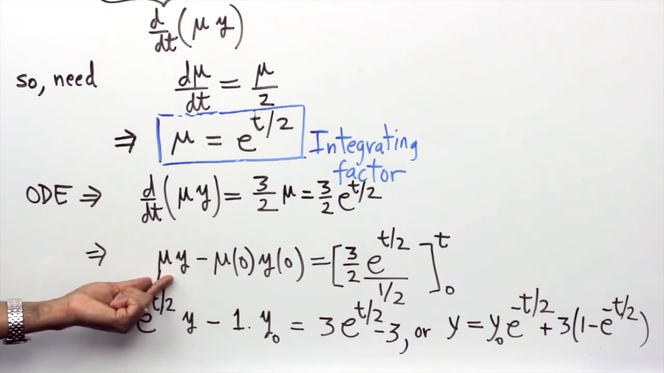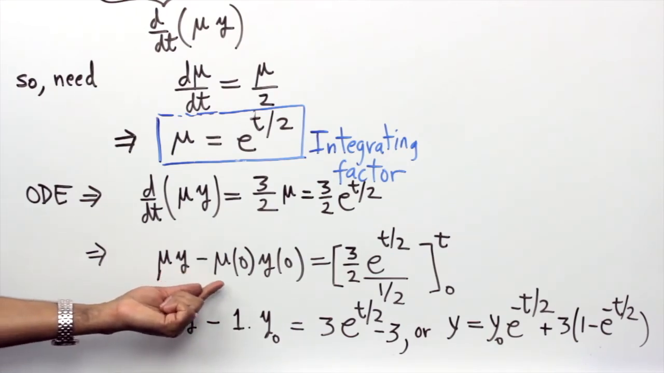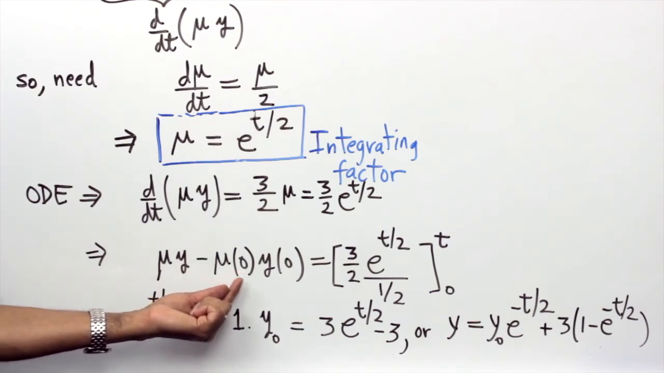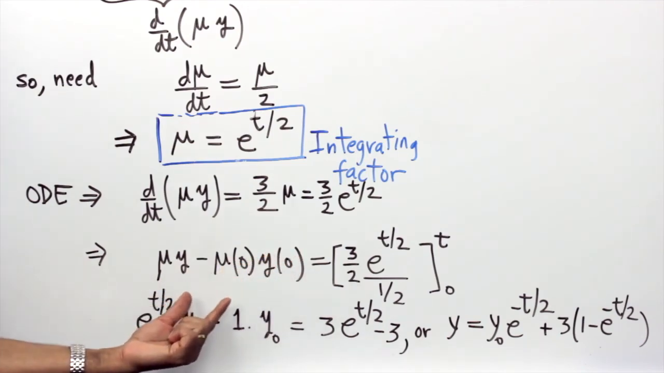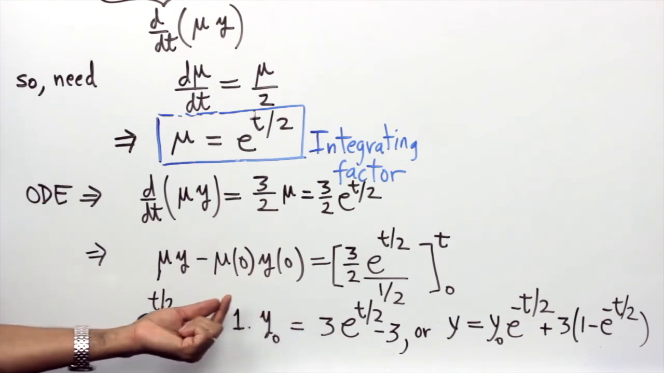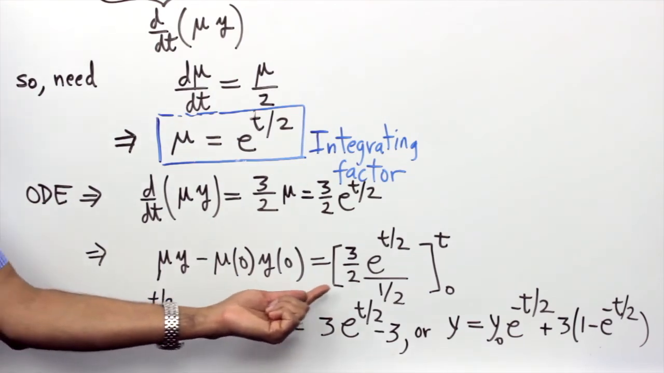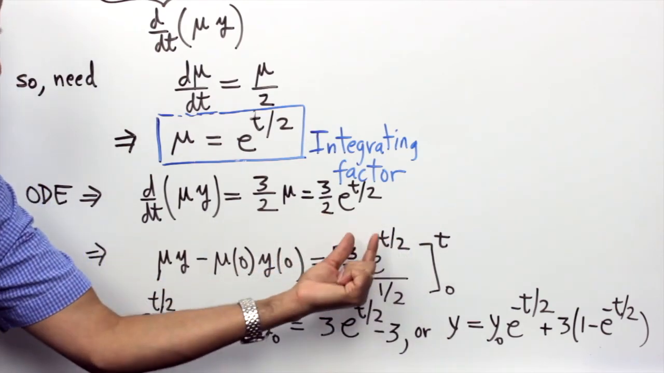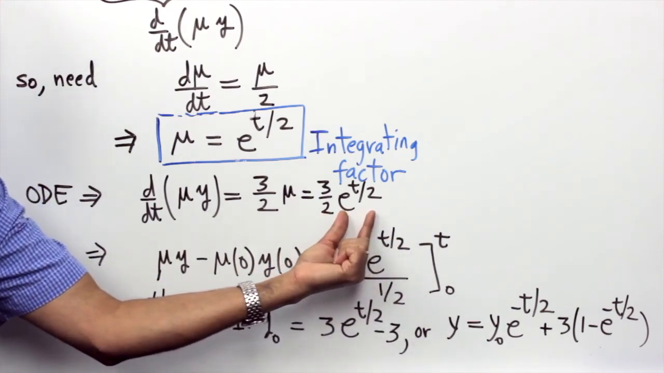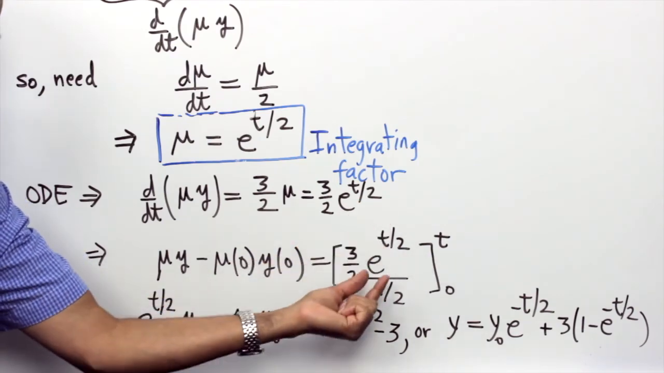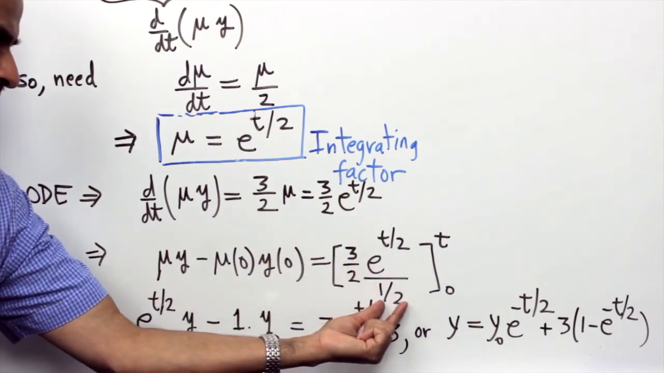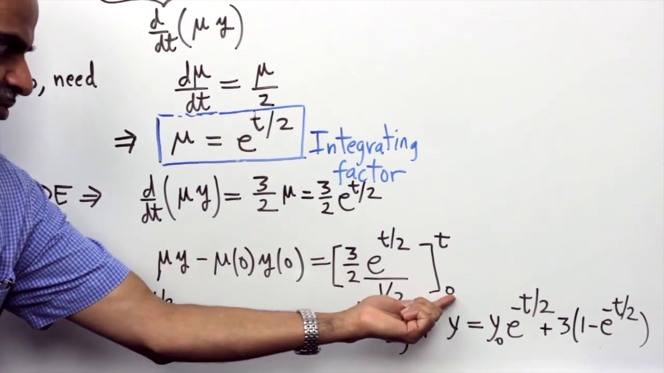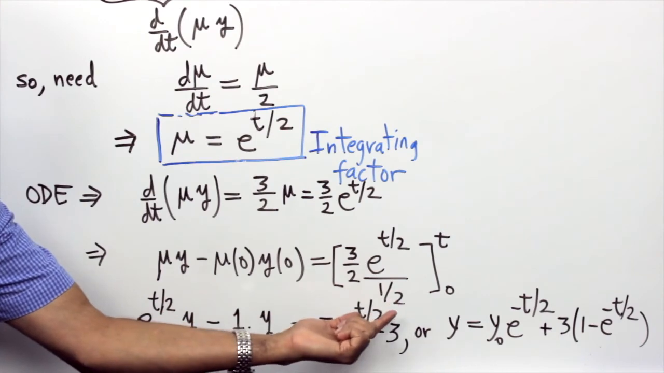And so integrating once, we have mu times y minus the value of this product when t is equal to 0, so mu of 0 minus y of 0. We are doing this integration with finite limits between 0 and t, and so the right hand side is the integral of this expression between 0 and t. So the integral of an exponential function with some factor is the exponential function divided by that factor, so that's why we have this 1/2, and then we need to evaluate this between 0 and t.